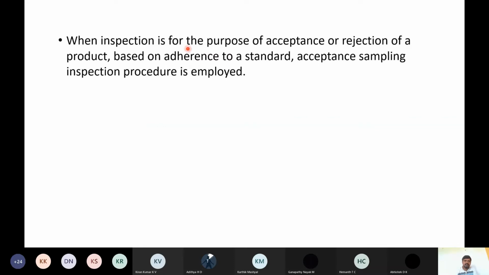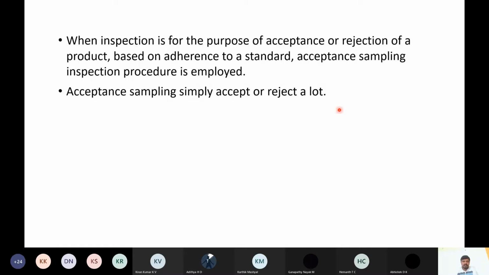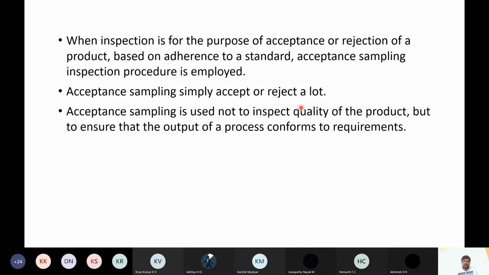When inspection is for the purpose of acceptance or rejection of a product based on adherence to a standard, the acceptance sampling inspection procedure is employed. It is preferable when you are making a decision whether to accept a lot or not. Acceptance sampling simply accepts or rejects a lot. It is used not to inspect the quality of the product, but to ensure that the output of a process conforms to requirements. Here we are making a judgment based on only a few.